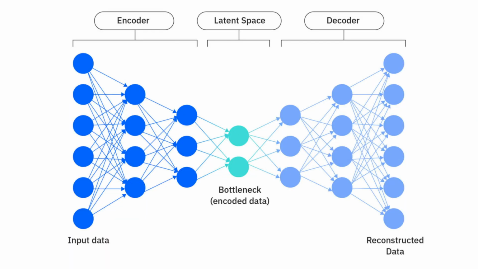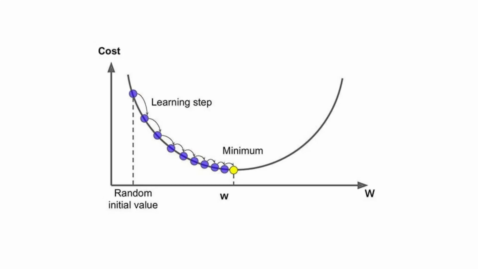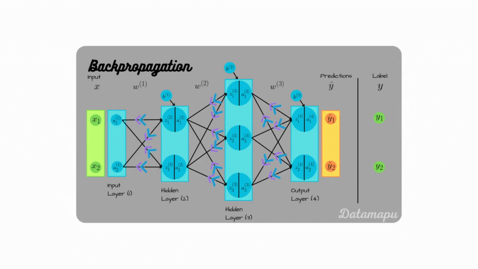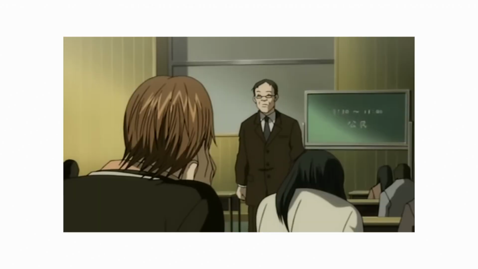Now, let's talk about the real star of deep learning, backpropagation. Gradient descent tells the model how much to adjust, but backpropagation tells it where. It's like a student taking a test and having the teacher point out, "You messed up this part of the equation. Here's why."